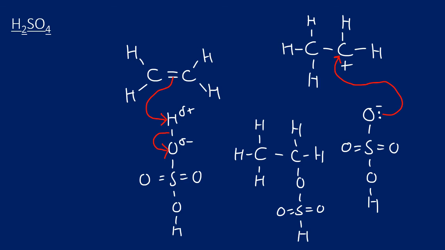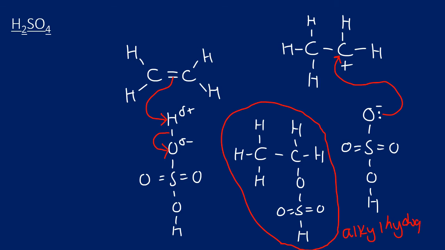Now, this isn't necessarily a functional group that we're familiar with. It's the only time we'll see this in the whole of A-level chemistry. These are called alkyl hydrogen sulfates. In this case, it would be ethyl hydrogen sulfate because our alkyl group is an ethyl group. So this would be called ethyl hydrogen sulfate.